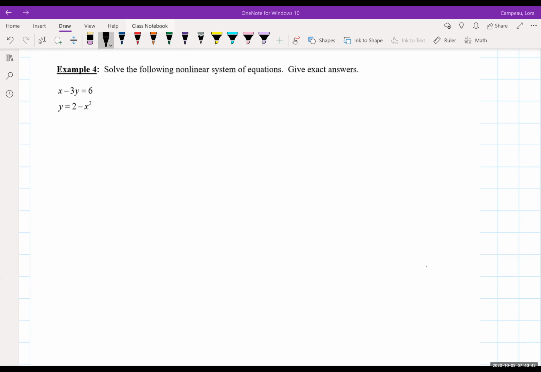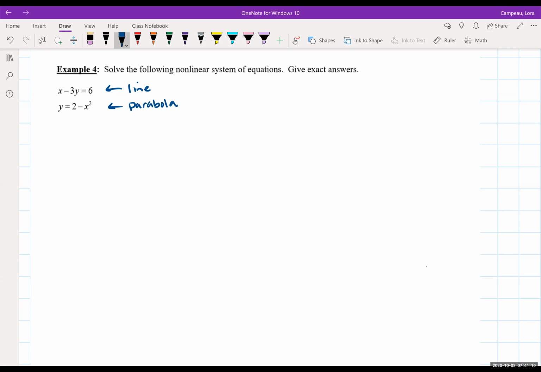So if you look at example 4, we've got ourselves a line. I know that from recognizing the equation. And then we do have ourselves y equals 2 minus x squared. That is a parabola because only one of the terms is squared. Only the x term is squared. So that's what they mean by nonlinear. At least one of the equations is not linear. So that's where the parabola comes in.